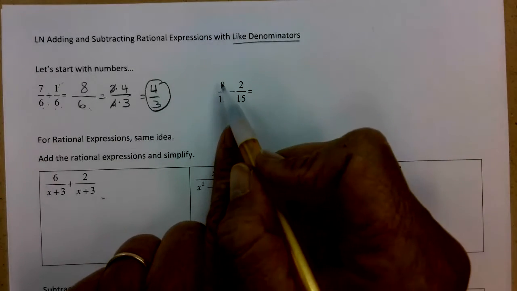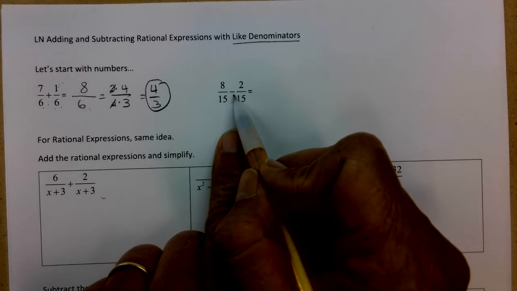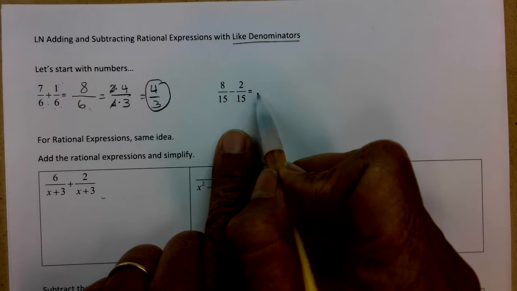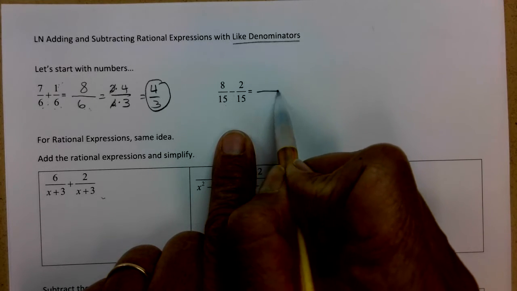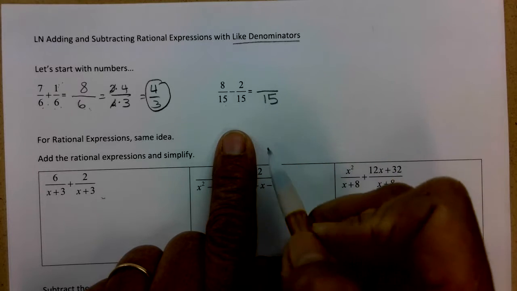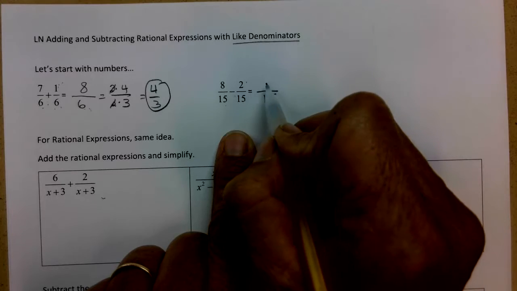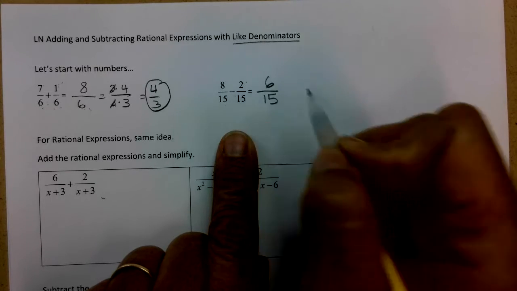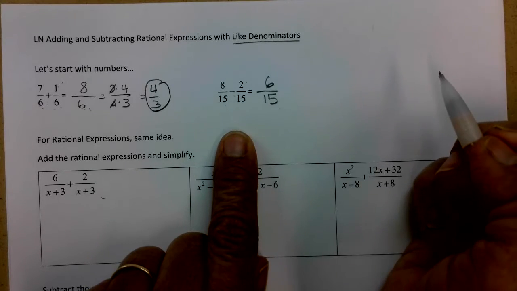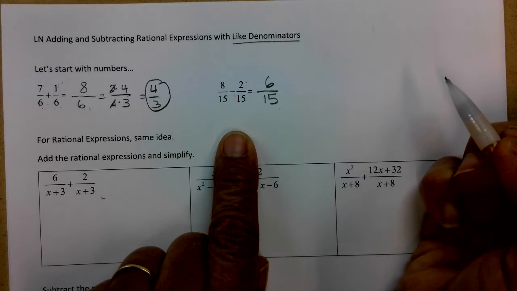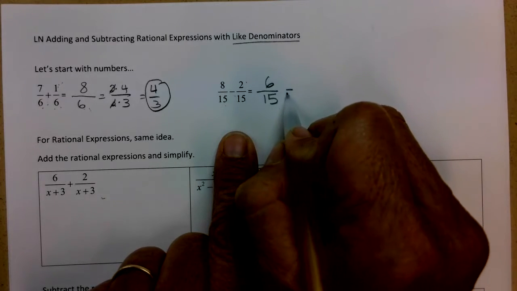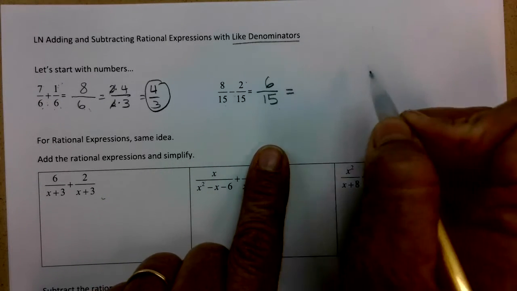And subtracting this one, so I have 8/15, and then I subtract 2/15. So the denominators are both 15, so my answer starts with a 15 denominator. Subtract the numerators, so 8 minus 2 is 6. So 6/15 is the right difference. We've done the subtraction. So now we'll just see if we can reduce.